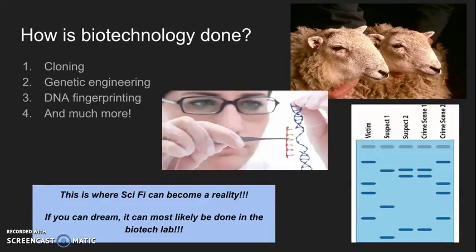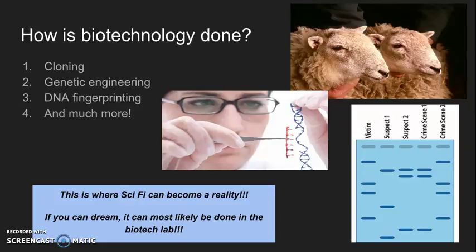So how is biotechnology done? It's done using various techniques within the lab, some of which would be cloning, or making copies of other organisms that are identical. It can be done using genetic engineering, meaning being able to take a gene from one organism and inserting that gene into a different organism's DNA, thus creating what we call a transgenic organism.